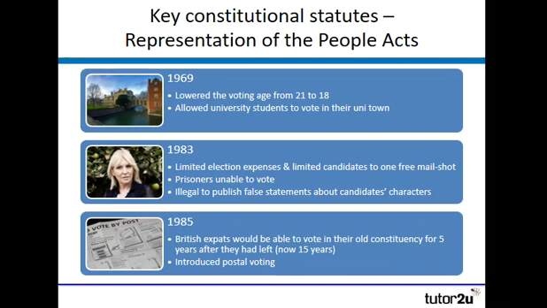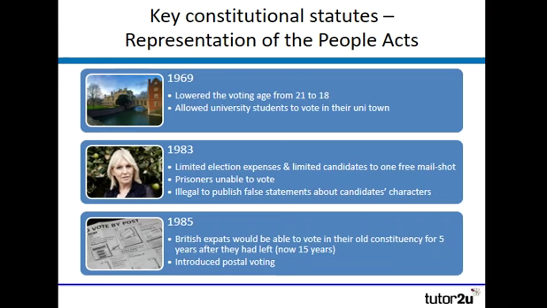This was an attempt to try and give third or minor parties a little bit more support and perhaps prevent some of the dominance of the Labour Party and the Conservative Party. Controversially, and still a huge source of debate today, the 1983 Act prevented prisoners from being able to vote. It also made it illegal to publish false statements about candidates' characters. In other words, people had to play nicely.